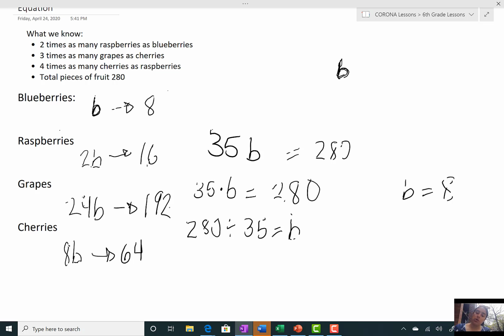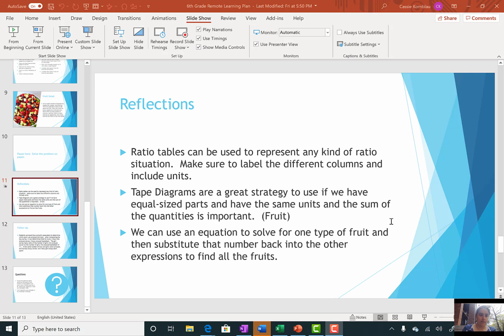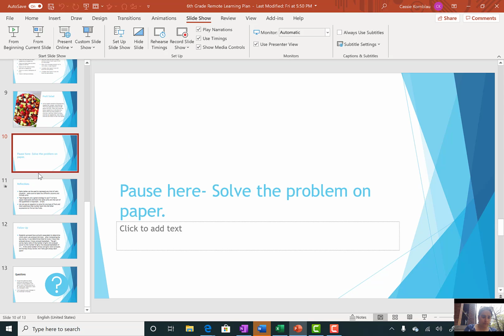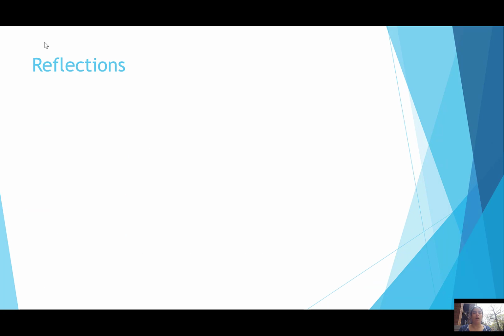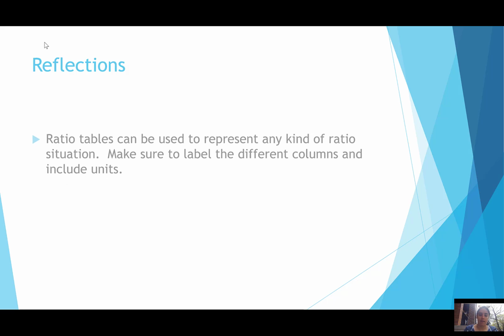So now we have 3 strategies that you could have used. You could have used a ratio table, you could have used a tape diagram, or you could have even solved it with an equation. All right, so now that we've solved a ratio problem that had multi-steps, where we needed to use the total to find out the specific parts of the ratio, here are some reflections that I have.